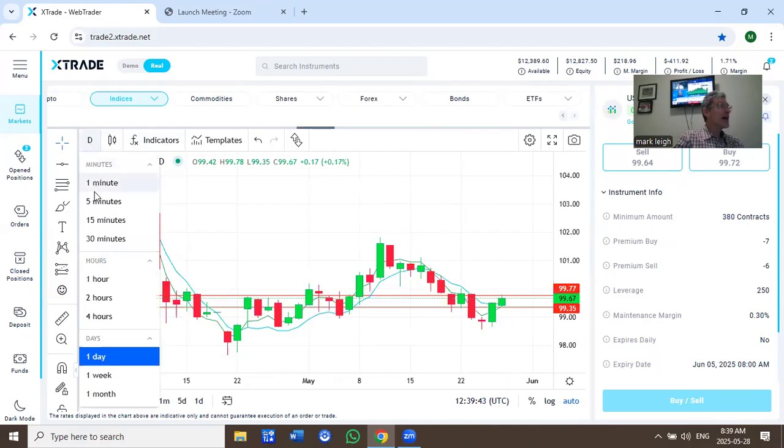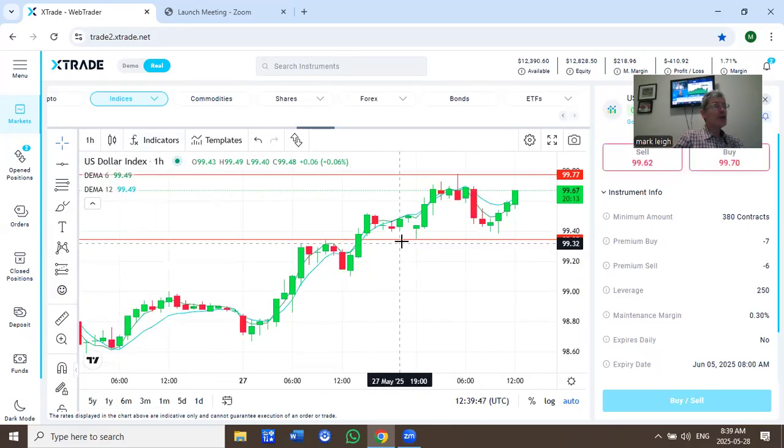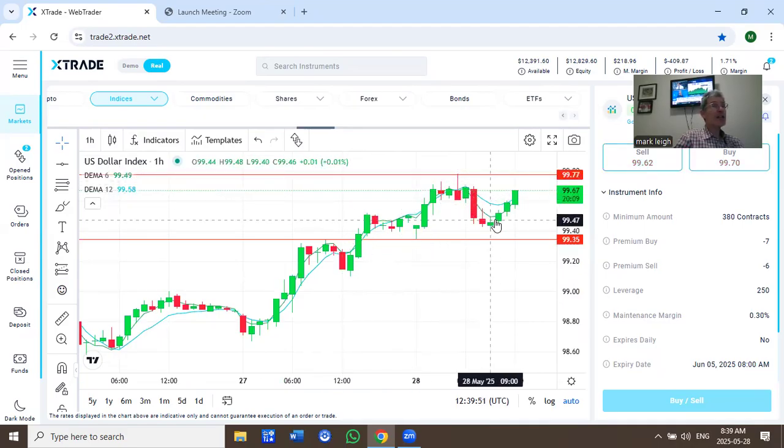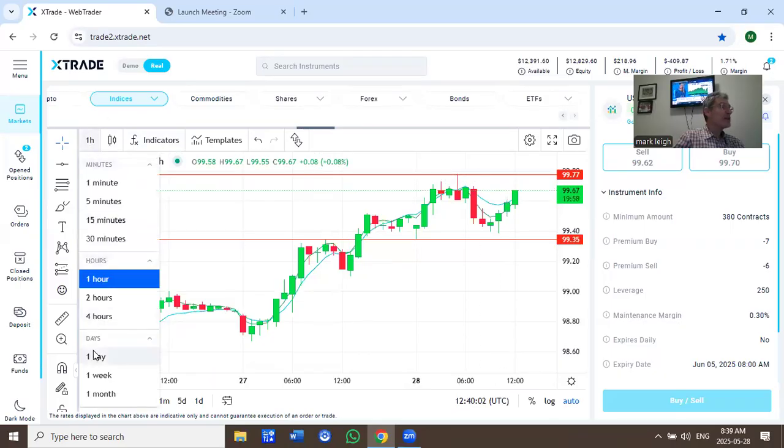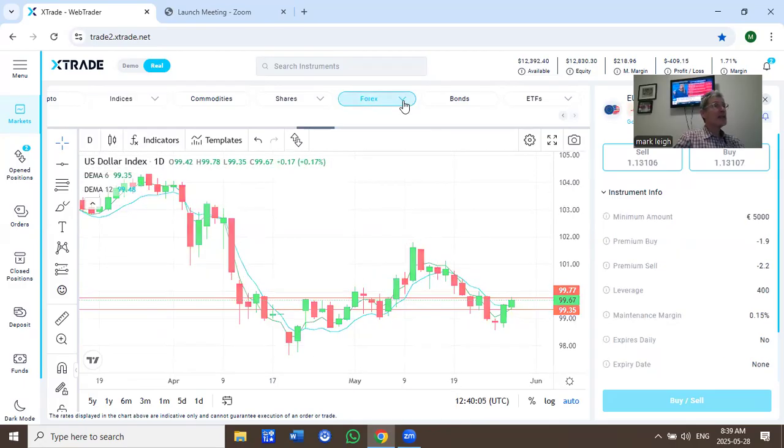If I zoom into the hourly, there you can see how US dollar did start on the front foot, gave up some of those gains, and now fighting its way back, looking to continue the move higher and come up and test the 99.77 on the upside. Let's have a look how the US dollar is faring against the majors.